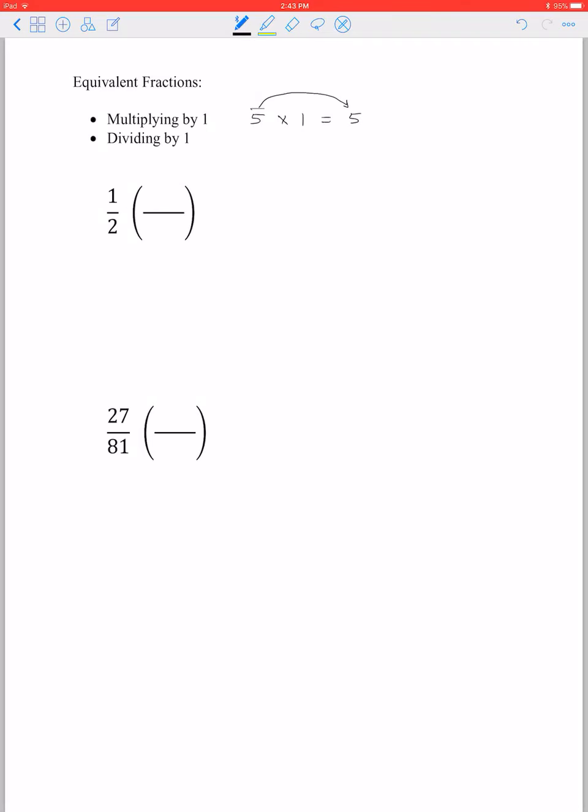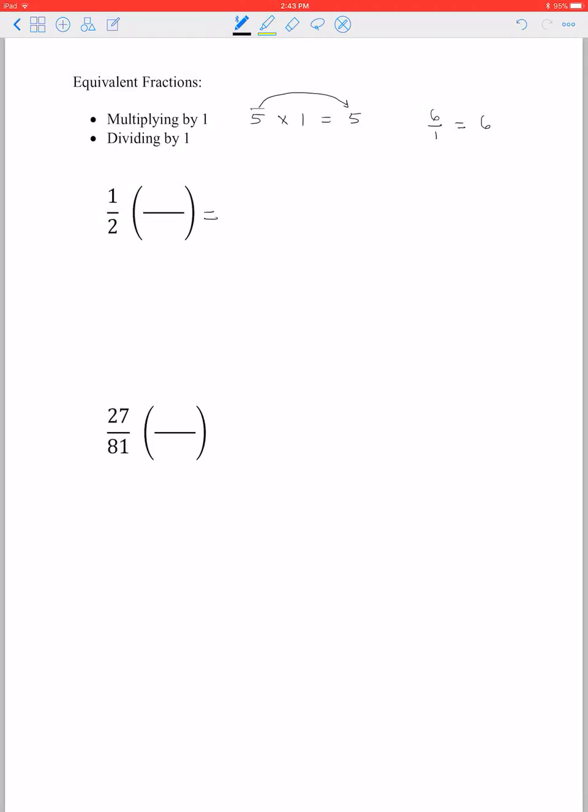Now, if I take any number, let's say 6, and divide it by 1, then the same rule applies, and that is I have the same number left over. So multiplying by 1 and dividing by 1 are just too simple. Now we're going to talk about equivalent fractions, meaning when I multiply the number 1/2 by 1, I'm still going to have 1/2 when I get done. But the question is, what does 1 look like?